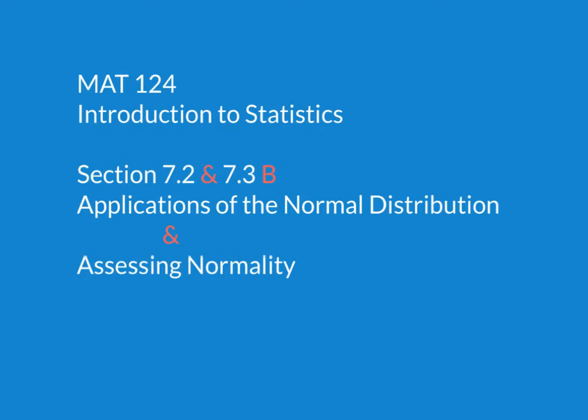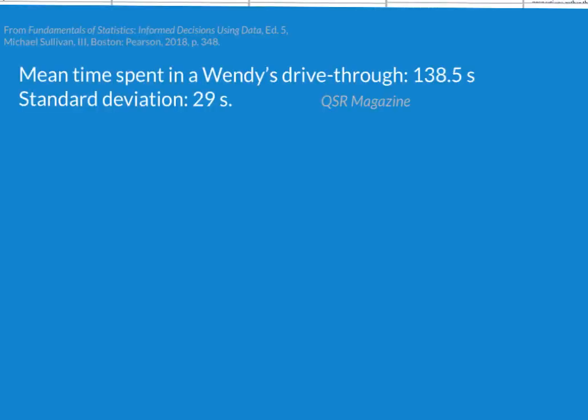Welcome back to more discussions of the application of the normal distribution and assessing normality. Let's begin by discussing how much time you might spend in a Wendy's drive-thru waiting for your food. The mean time spent in a Wendy's drive-thru, according to QSR magazine, is 138.5 seconds with a standard deviation of 29 seconds. So my question to you is this.